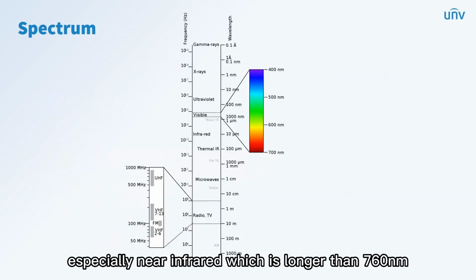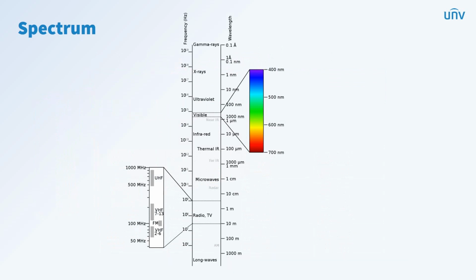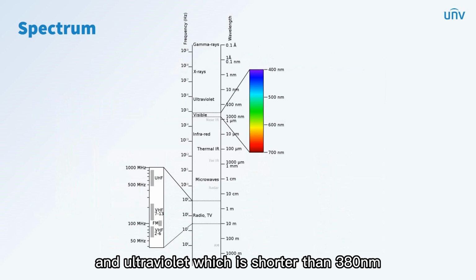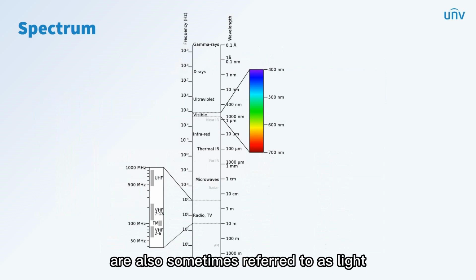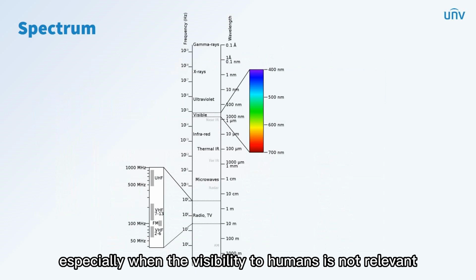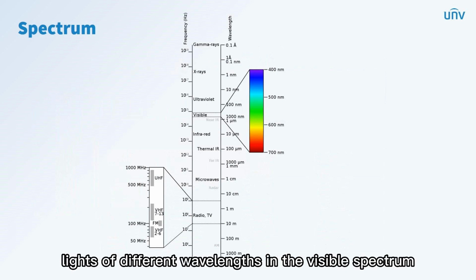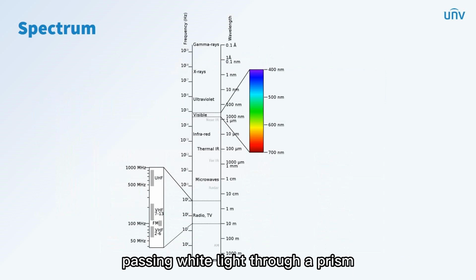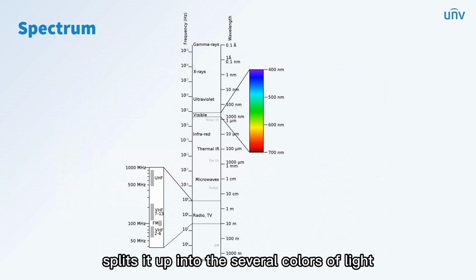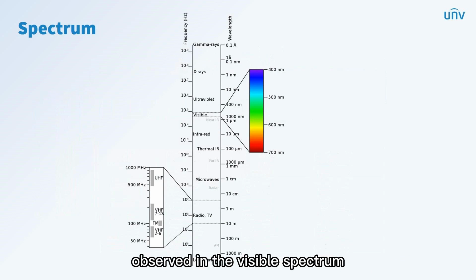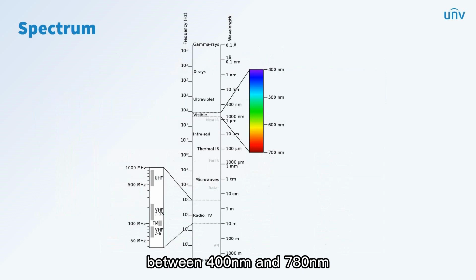Other wavelengths, especially near-infrared, which is longer than 760 nanometers, and ultraviolet, which is shorter than 380 nanometers, are also sometimes referred to as light, especially when the visibility to humans is not relevant. White light is a combination of lights of different wavelengths in the visible spectrum. Passing white light through a prism splits it up into the several colors of light observed in the visible spectrum between 400 nanometers and 780 nanometers.